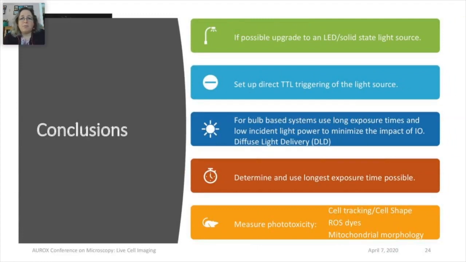So basically, to summarize, if possible, you should upgrade to an LED or solid-state light source and use direct TTL triggering. The best solution is to eliminate this illumination overhead. But if you do have a bulb-based system, then you can use low light power and longer exposure time or diffuse light delivery in order to do this. And you can determine the longest exposure time you can use with the methods I was showing for image analysis and so on. And then once you've figured out the conditions you want to use, then you can measure the phototoxicity just to ensure that your experimental protocol is ideal, looking at cell tracking, cell shape, redox sensitive dyes, or mitochondrial morphology.